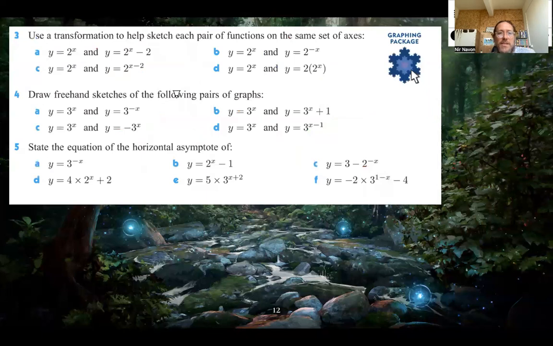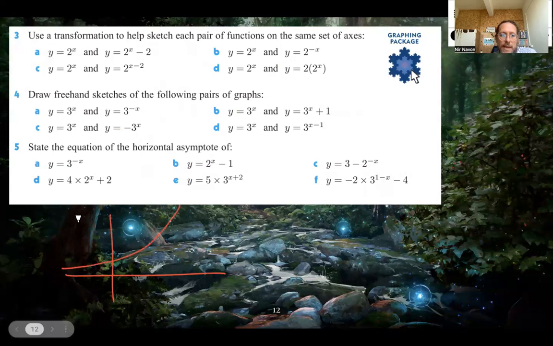Draw freehand sketches of the following pairs of graphs. Y equals 3 to the power of x. Okay, so let's do this one. 3 to the power of x will look something like that. 3 to the power of minus x will look something like that. It's a reflection on the y-axis.